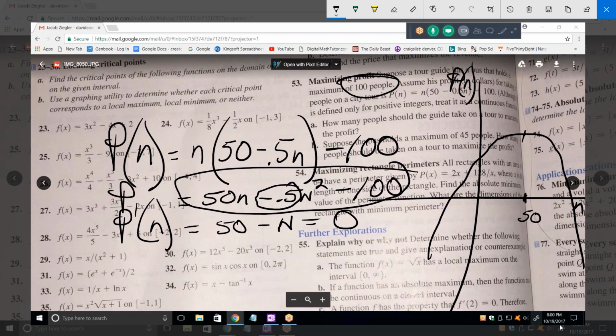Well, if I look at that graph and I say the bus can only hold 45 people, I can tell that 45 people is not as big a profit as 50, but it's a bigger profit than 44 people, or 43 people, or 42 people. So 45 would be the answer.